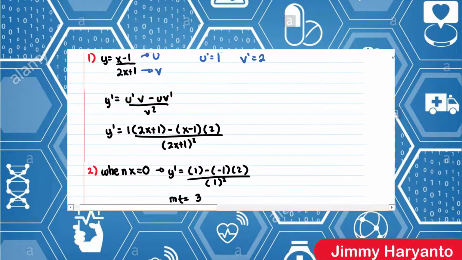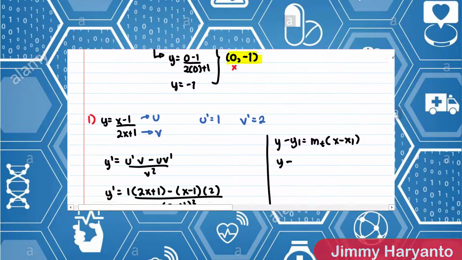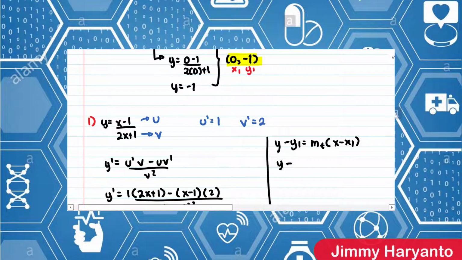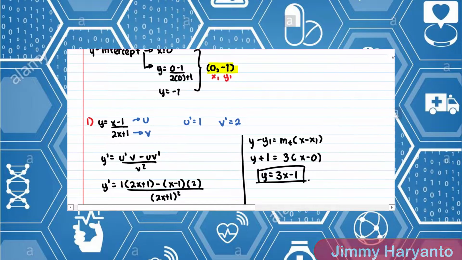We are not done yet. We have to find the equation of the tangent. Y minus y1 equals m tangent in the brackets x minus x1. So let's put in y1. Y1 is negative 1, so this point is x1 and y1. So you will have y plus 1 equals the gradient of the tangent, which is 3, times x minus x1, which is 0. So you will have y equals 3x minus 1. So this is the equation of the tangent line.